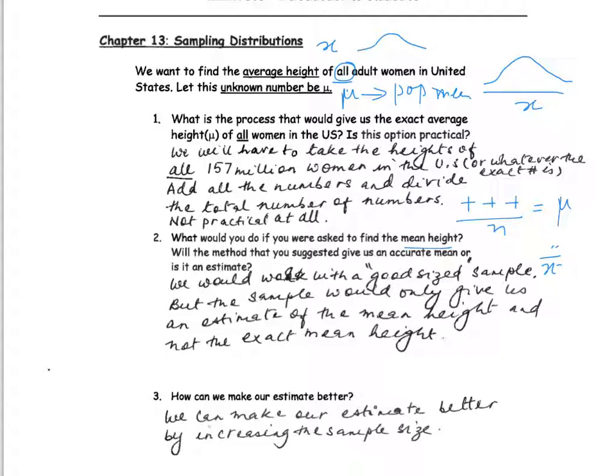So this would just be an estimate. X bar would be close to the actual mean, but it is not going to be equal to the exact mean height. It would be pretty close if the sample size is large enough. How do we make our estimate from the mean large enough? So when does x bar come close enough to the actual mean mu?